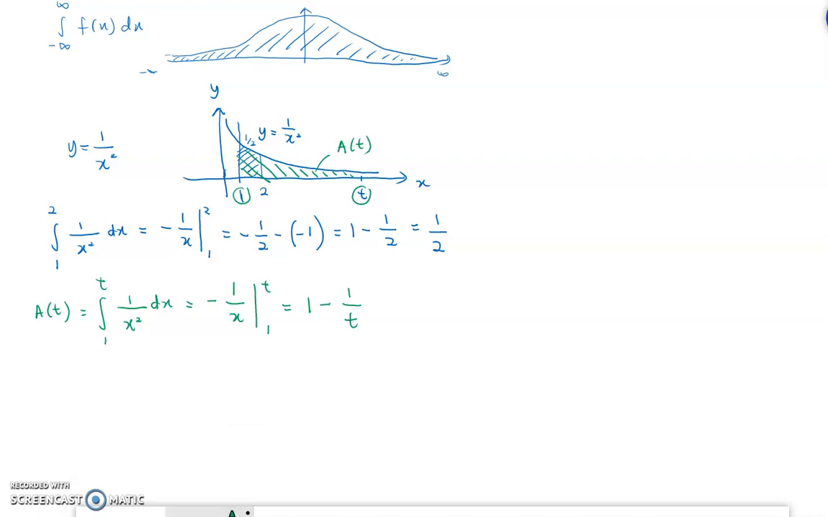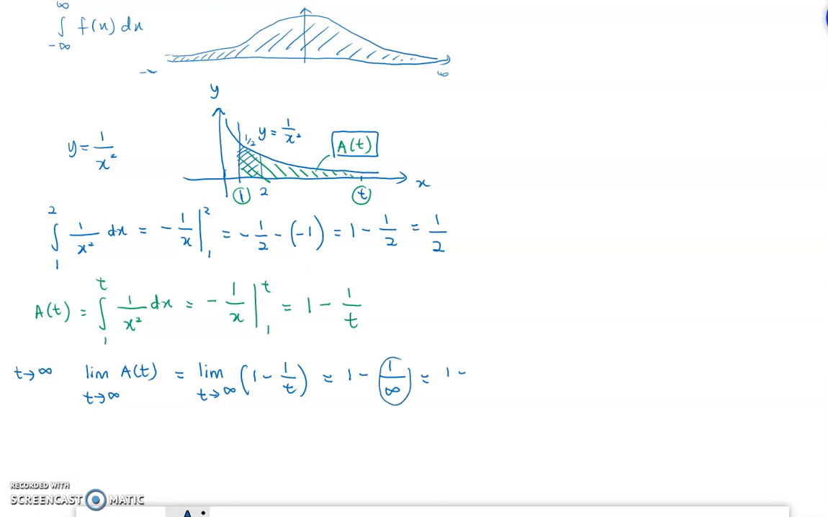Now we extend our t. If we take t approaching infinity, the area of the shaded region A(t) will also approach the limit of 1 minus 1 over t as t approaches infinity. Substituting, we have 1 over infinity, which is 1 over a very large number, approaching 0. So 1 minus 0 is equal to 1.